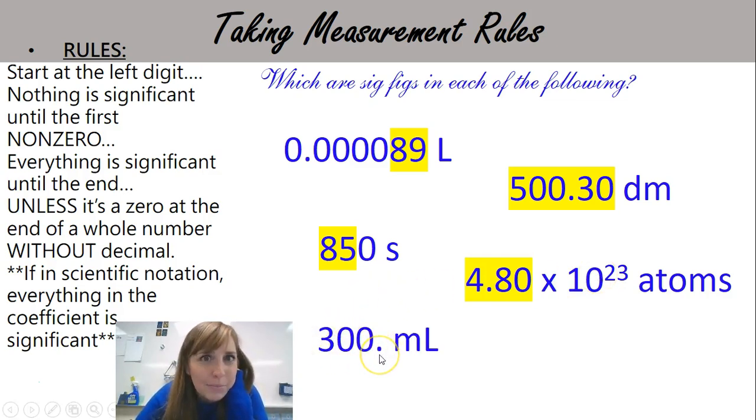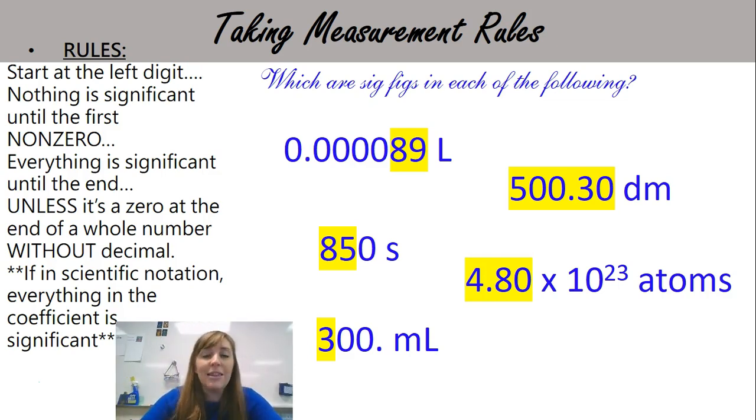300 with a decimal. Notice that decimal. So initially, you might think that just the 3 is significant. The 3 is the first non-zero, and then there's zeros at the end of a whole number. But if there's a decimal at the end of that whole number, the reader's saying, hey, that last 0 is also significant, so I need to include it. So the decimal is almost like this magic button that says, go ahead and include everything at the end as being significant. So both those zeros get to count as being significant.